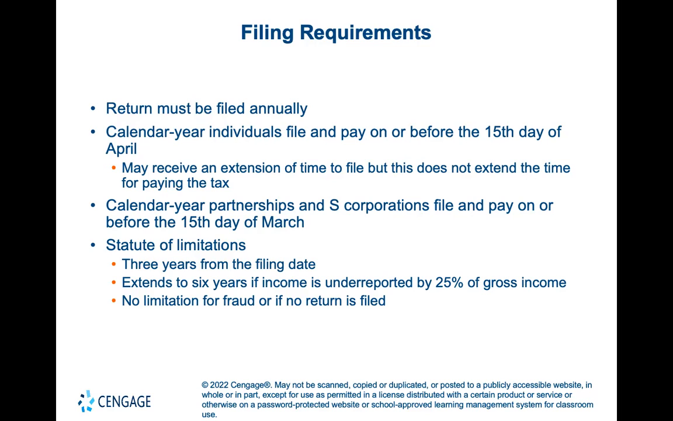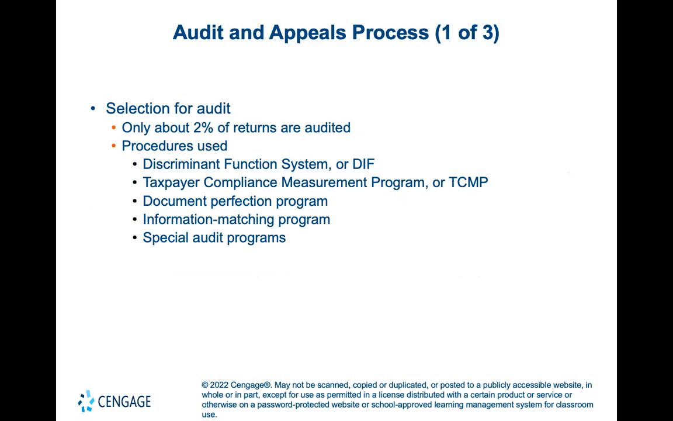Calendar year partnerships and S corporations file and pay on or before the 15th day of March. Statute of limitations: 3 years from the file date. It extends to 6 years if income is underreported by 25% of gross income. Okay. No limitation for fraud or if no return is filed. A lot of times I file taxes for 4 or 5 years back for people, because a lot of times they owe. Actually, the IRS knows if you owe, so they typically will send you a tax bill if they know you owe. Okay. Audits and appeals process.